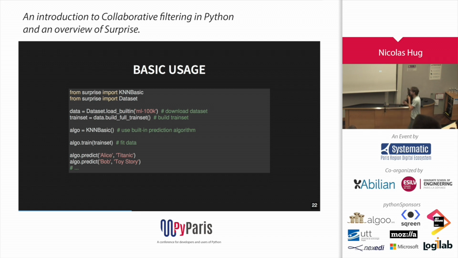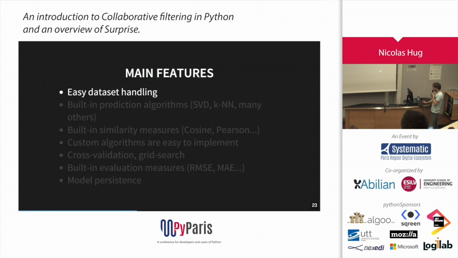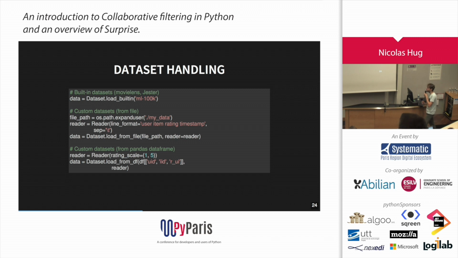Okay, that's it. The train method, I don't know why I didn't call it fit. In scikit-learn it's fit. I should have named it fit, but I named it train. I don't know why. It's too late now anyway. So we'll see the main features of Surprise one by one. The boring stuff comes first, then it will be a little bit more interesting later.